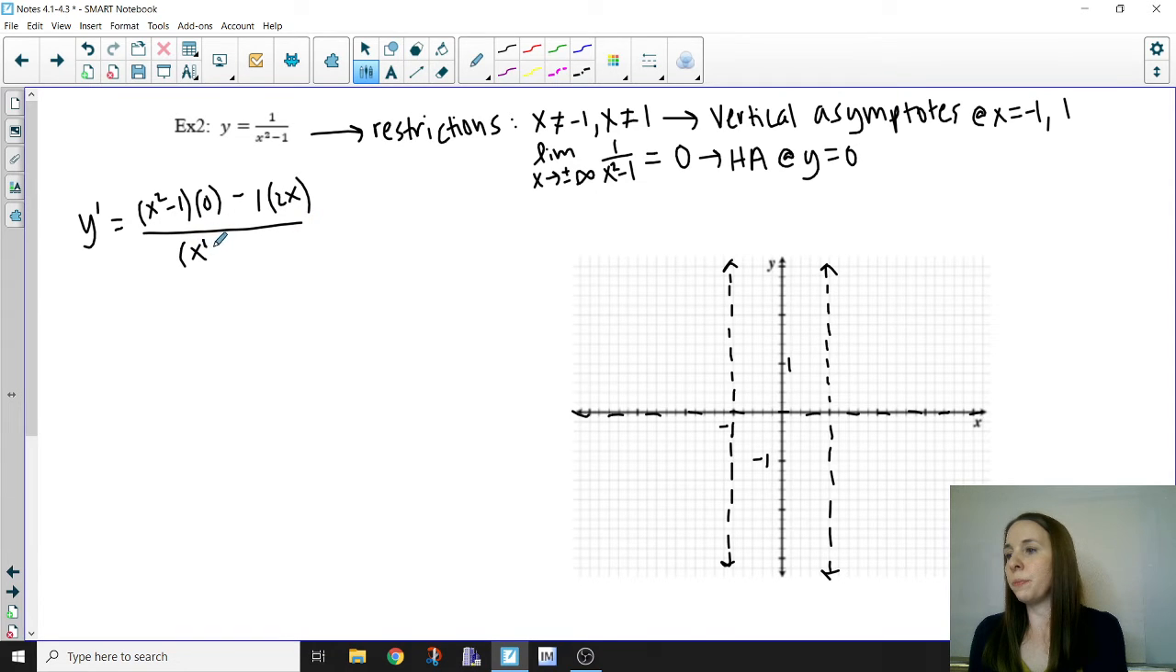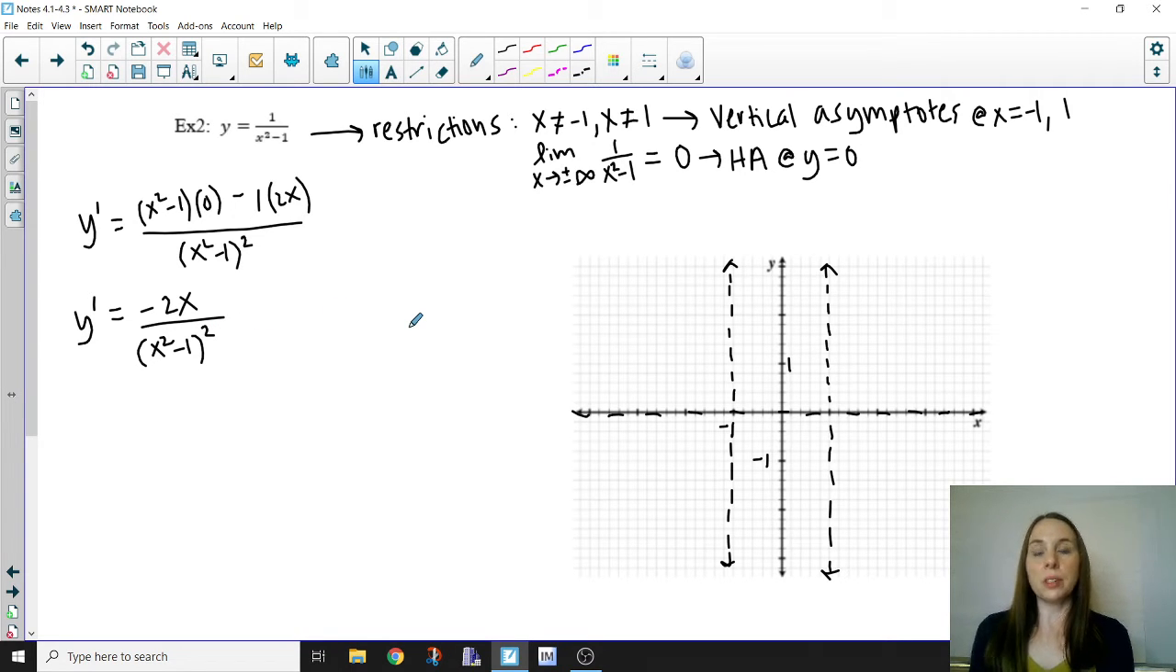Denominator squared. Okay, let's clean that up a little bit. And in the numerator, we have a negative 2x. And in the denominator, we have quantity x squared minus 1 squared. Okay, so what we are going to do with this is we are going to find where it's equal to 0 or where it does not exist, because that is the definition of critical points.